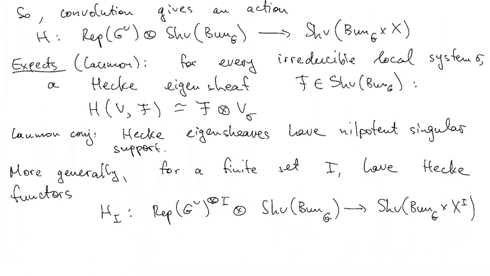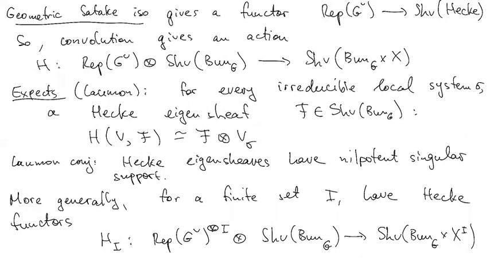So in this geometric story, well, categorical sheafy story, these functors, this kind of action, is what plays the role of the Hecke algebra. And as we'll see, it's going to be very important to allow different I, not just one. In this setting, we're going to be able to get a lot of mileage out of that. So this is the kind of Hecke action.